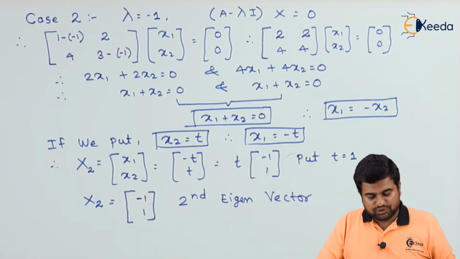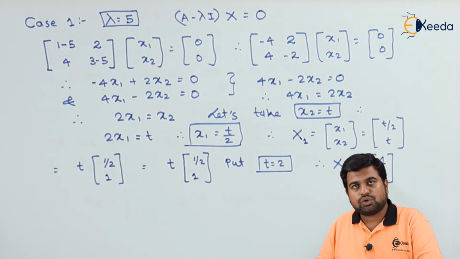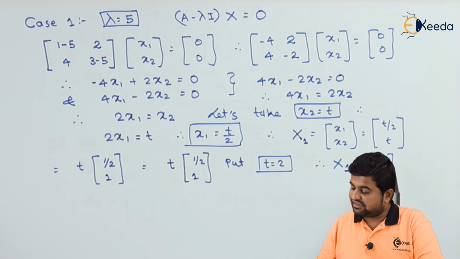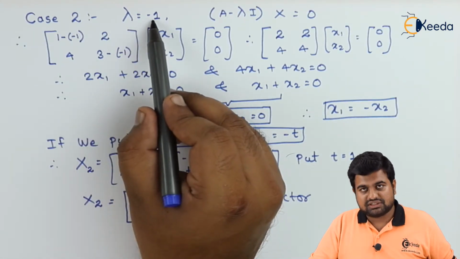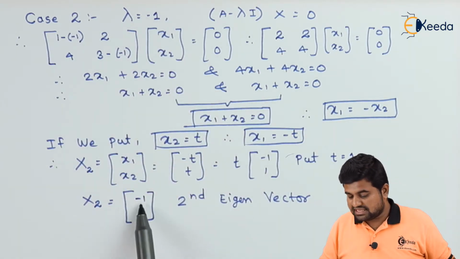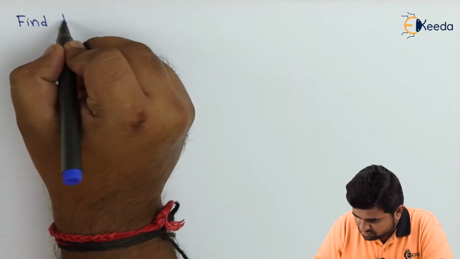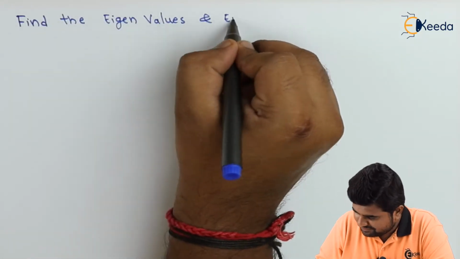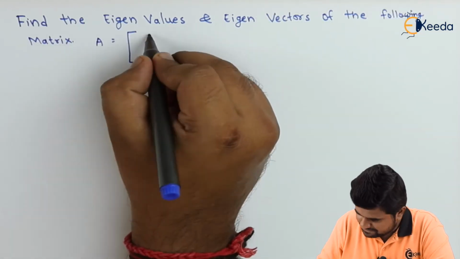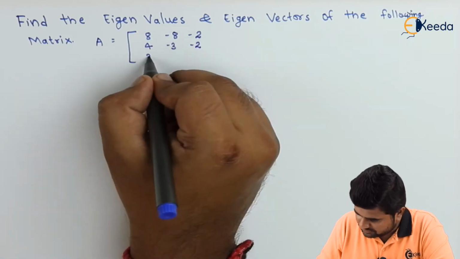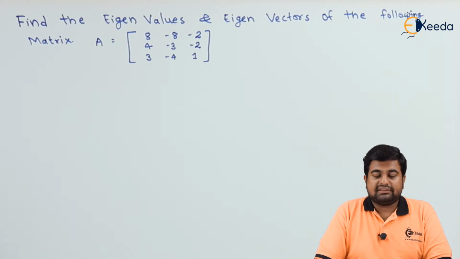So for the value lambda is equal to 5, we have got x1 as 1, 2. First eigenvector is 1, 2, and for case 2, lambda is equal to minus 1. For this particular eigenvalue, we have got x2 as minus 1 and 1, which is the second eigenvector. So we solved a 2 by 2 matrix for 2 eigenvalues and 2 eigenvectors.